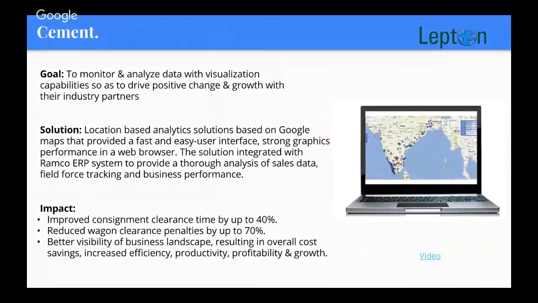I have moved to another slide which is specific to the cement industry. This was a very important use case. One of the leading cement manufacturers had a bit of an issue in terms of supply chain. They are primarily present in the South and the East. When they used a Google Maps based solution, it really helped them improve the consignment clearance time by 40% effectively. It also helped them increase productivity and profitability because the supply chain was optimized using the solution.